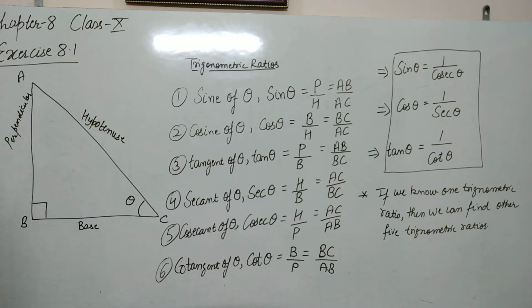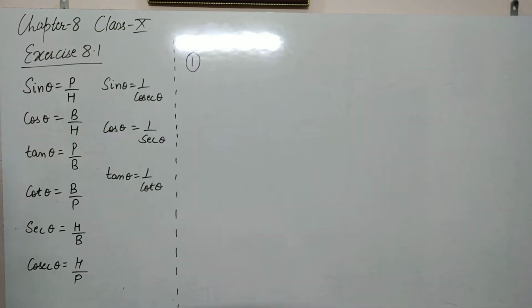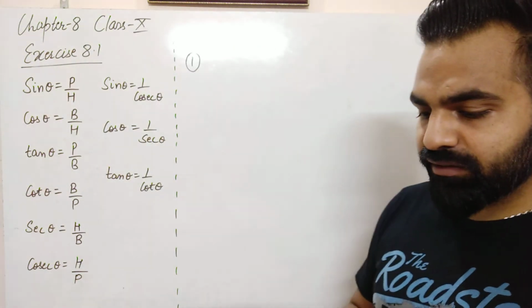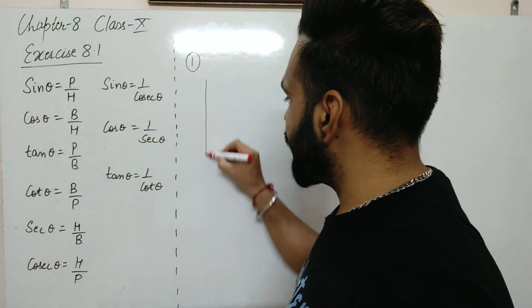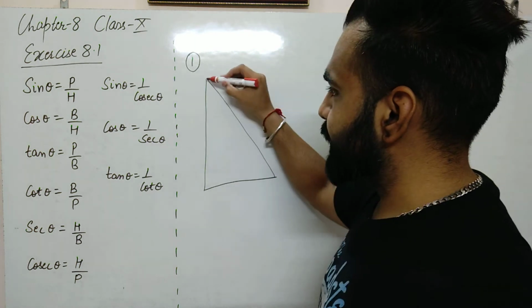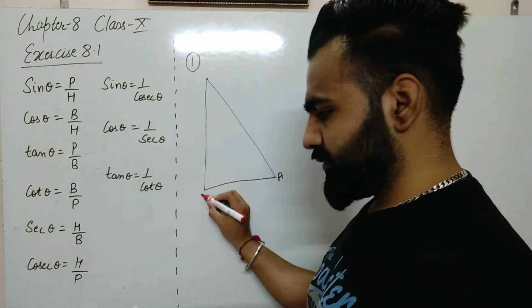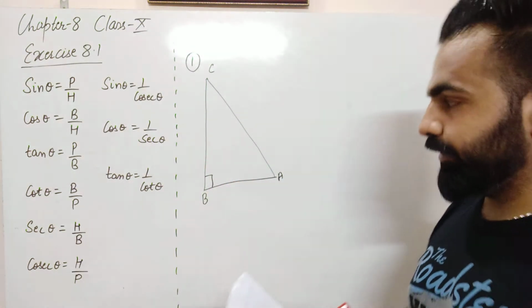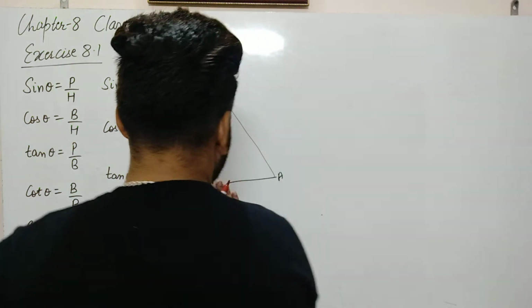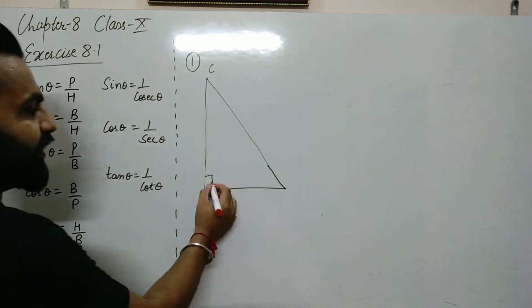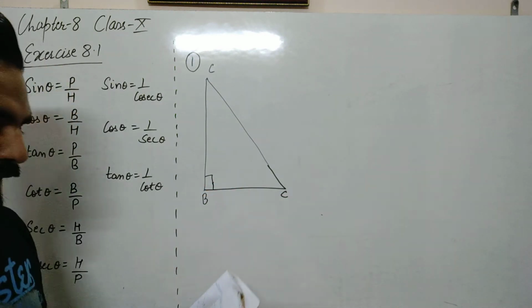So this was the introduction part for the exercise. Now we will start exercise 8.1. Let's see question number 1 now. In triangle ABC, right angled at B. So there is a triangle. We will make a rough triangle here. Triangle ABC. This is A, this is B, this is C. It is given that it is right angled at B here. So this is right triangle ABC here, right angled at B.